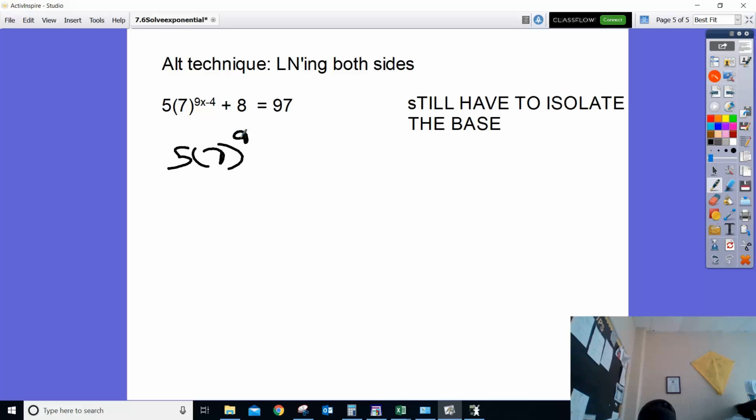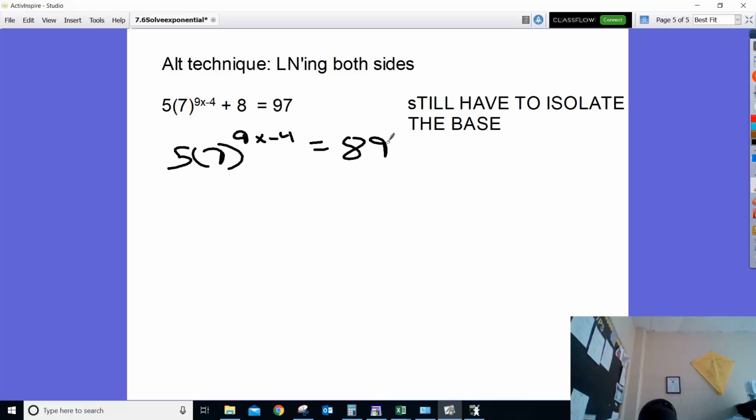5 times 7 raised to 9x minus 4 equals 91. Is the base alone? By the way, what is the base? 7, right? Because bases have exponents. Why are you looking at me funny? 7 minus 8 is not 91. You told me 91. 89. Anyways, divide out what? 5.